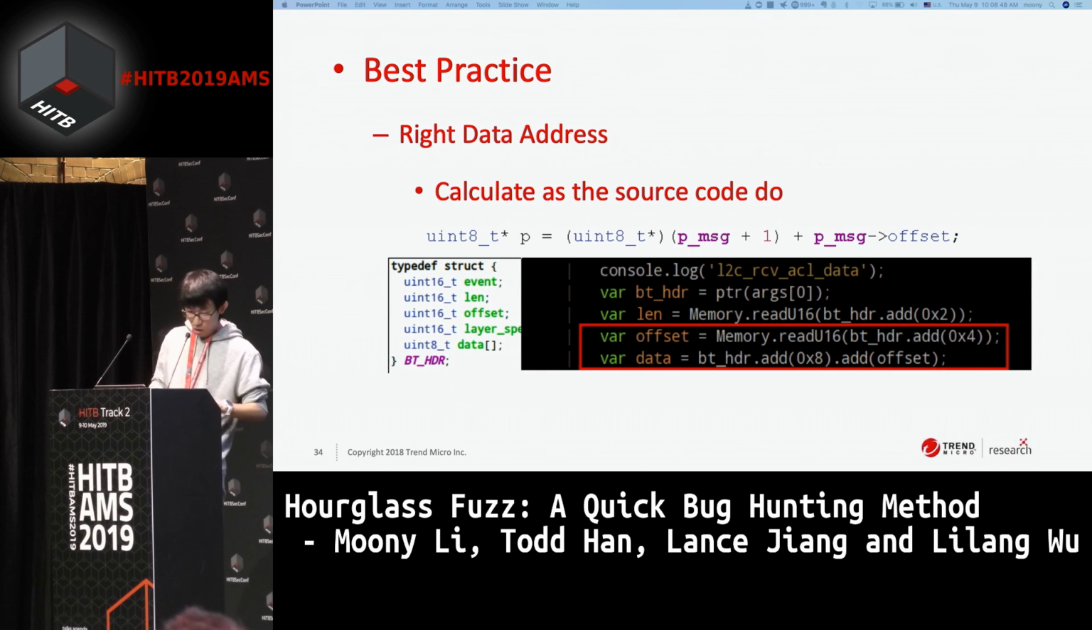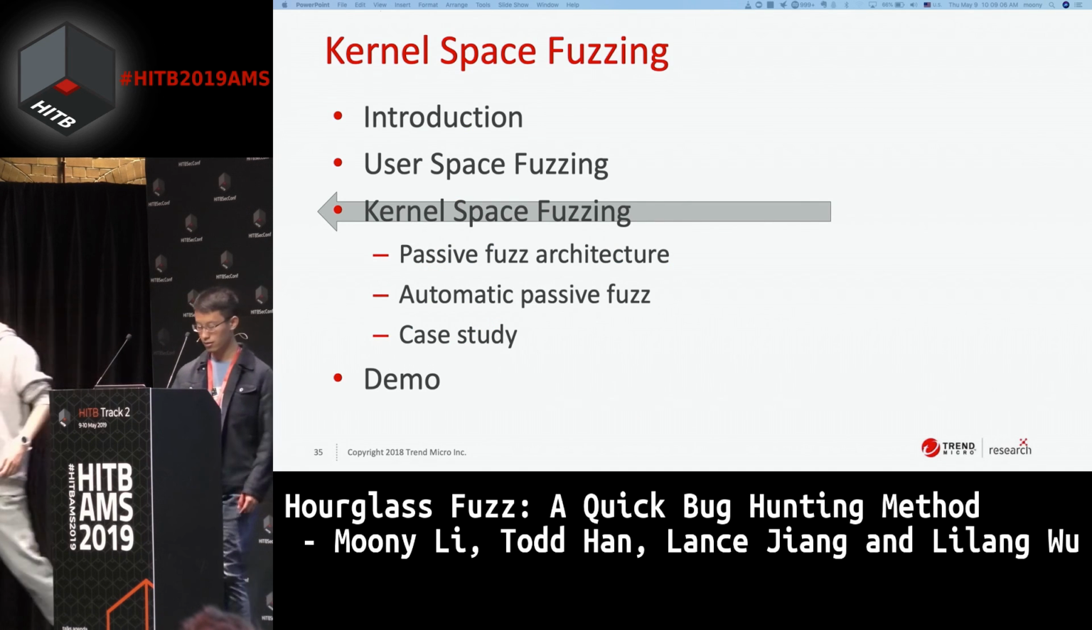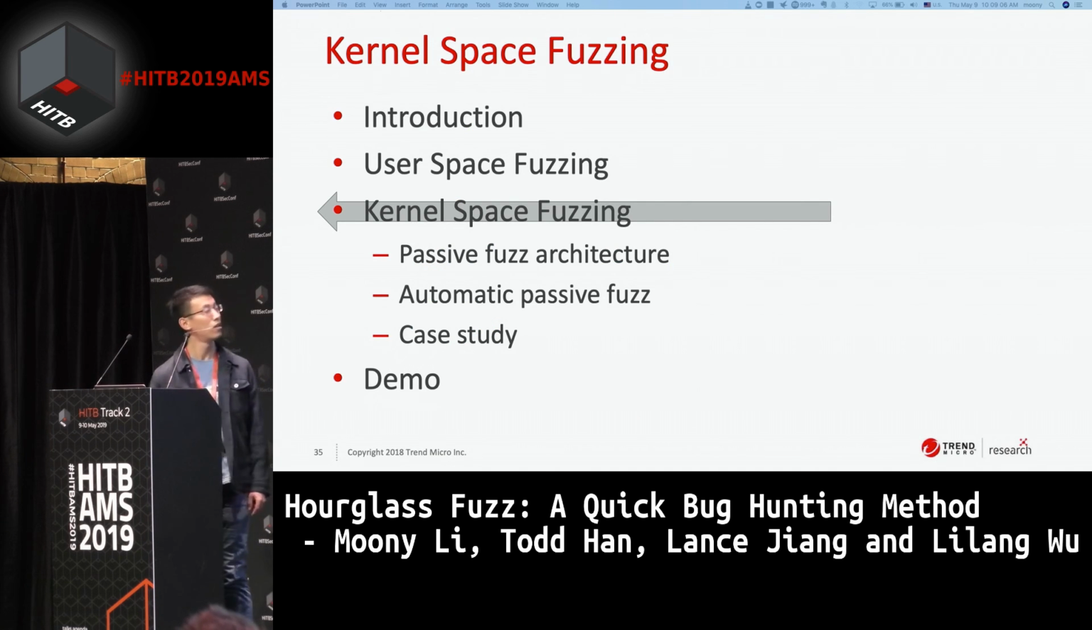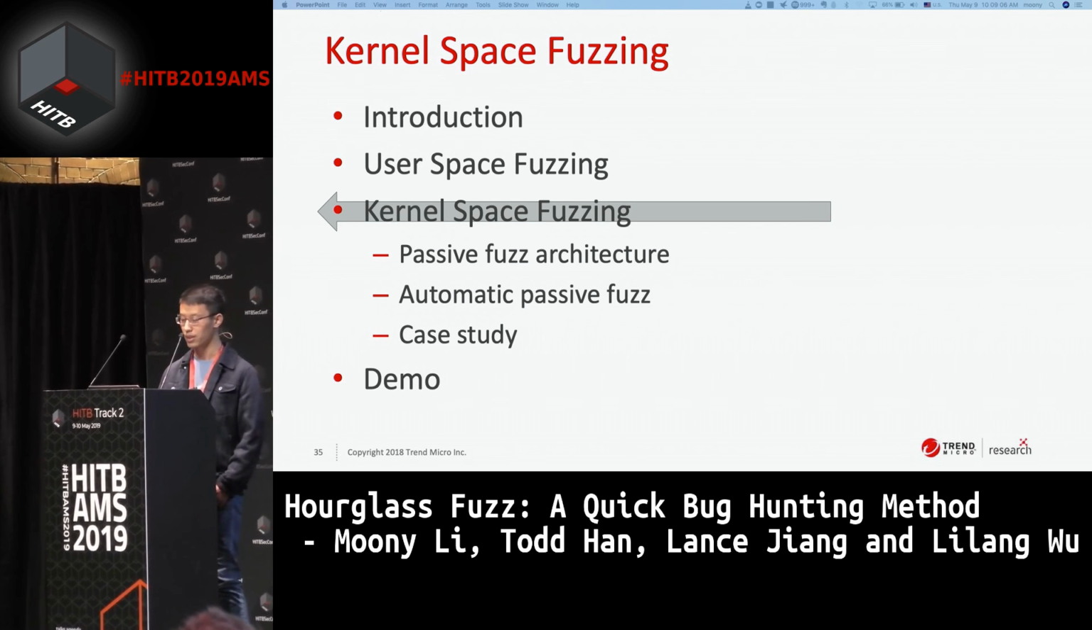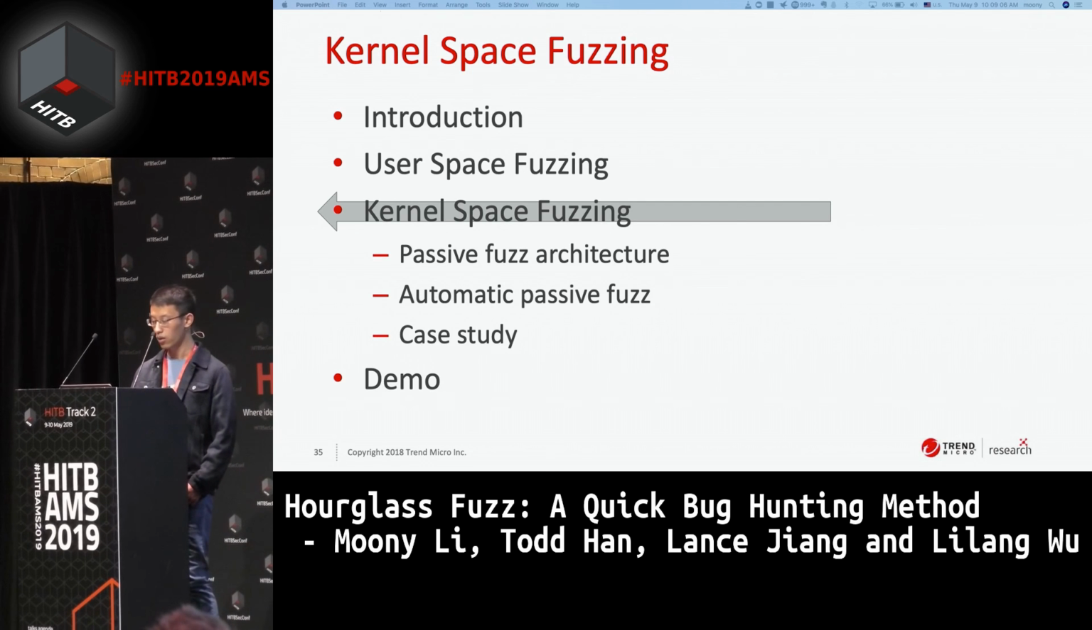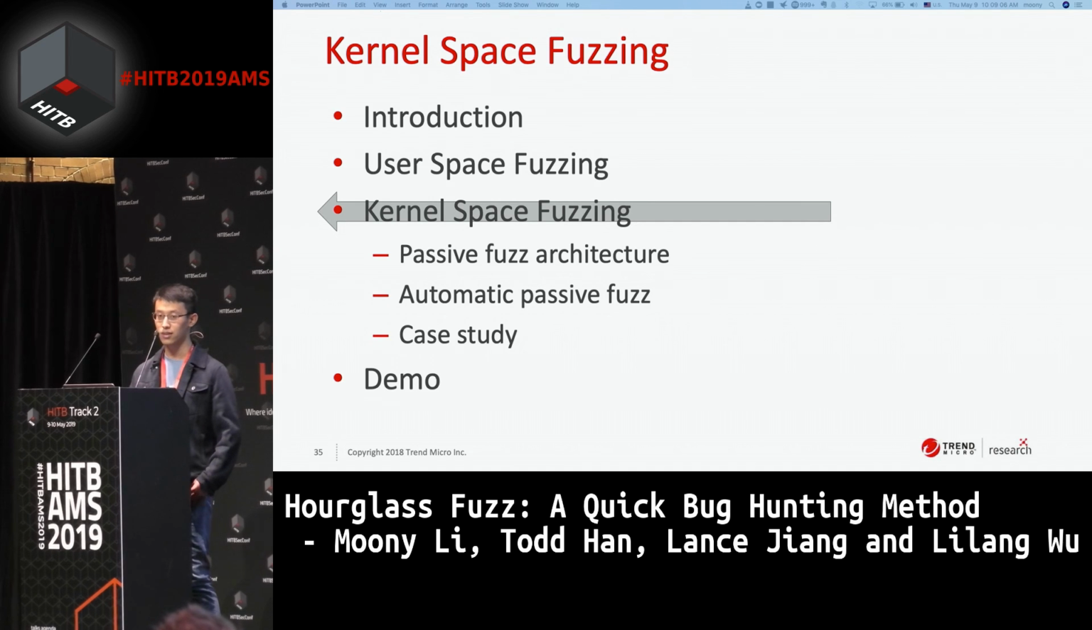Now it's my colleague Lance who will show you the kernel space fuzzing. Okay, my name is Jiang. Now let's go through the kernel space fuzzing. In this part, I will show you how we use the passive fuzz for vulnerability discovery. We will go through each of them, and finally, we will have a crash case study.